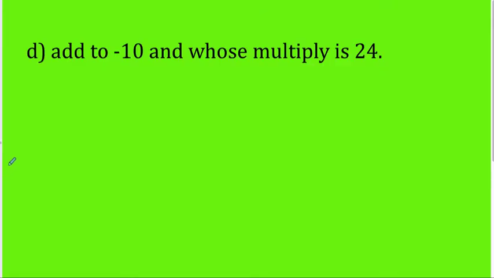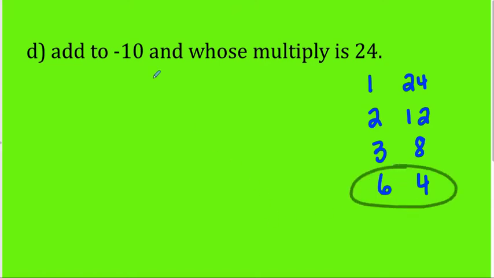All right, last one. I want numbers that add to negative 10 and multiply to 24. Okay, so I write down my factors. 1 and 24, 2 and 12, 3 and 8, 6 and 4. Okay, so 6 and 4, I notice, are going to add to 10, but I need them to add to a negative 10, but I need them to multiply to a positive 24. If they're going to add to a negative and multiply to a positive, that means that both of them have to be negative. So negative 6 and negative 4, those do add to negative 10 and multiply to 24. All right, so hopefully that wasn't too bad.